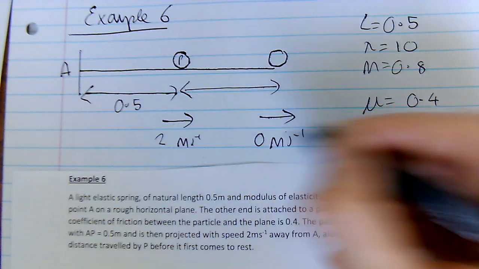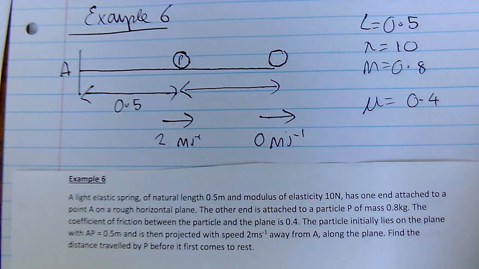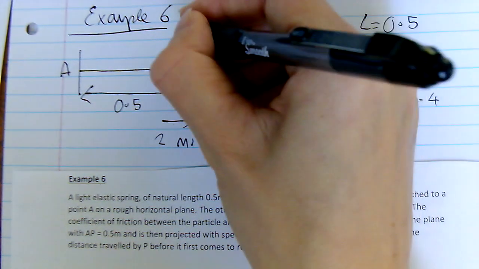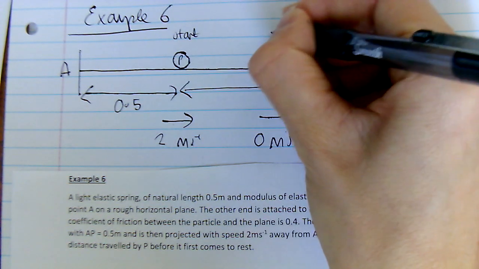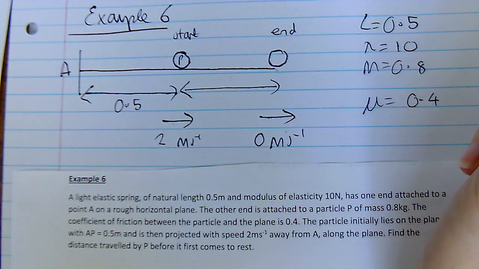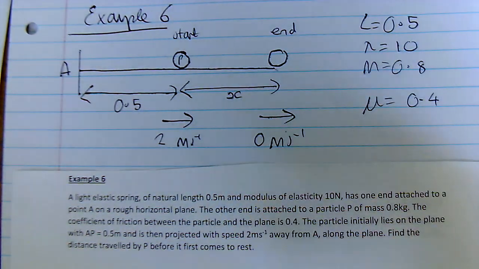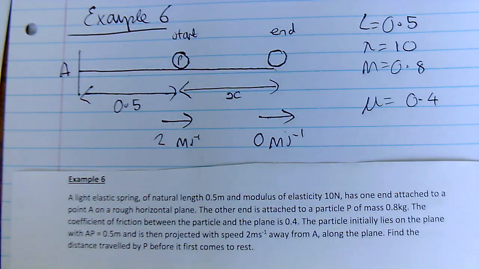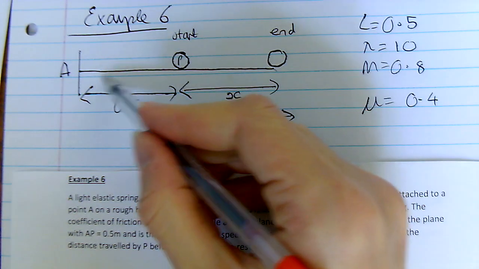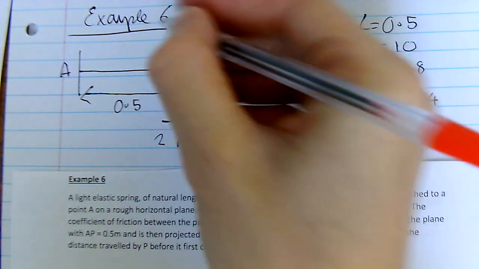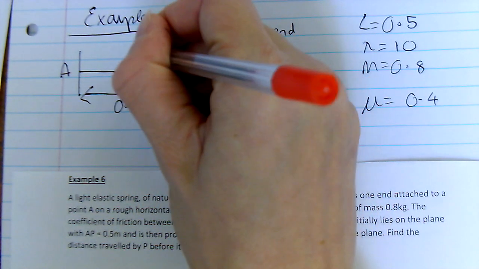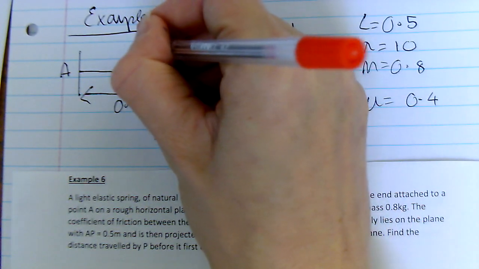So if it comes to rest at this point, that's going to be 0. So we'll say this is the start, this is going to be the end. Now, this is the distance we want to find. We'll call that maybe x. A couple of things to bear in mind on this one. Because it's resting on a horizontal surface that's rough, opposing it this way is going to be friction.